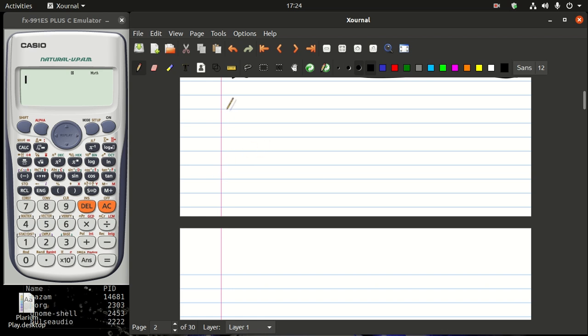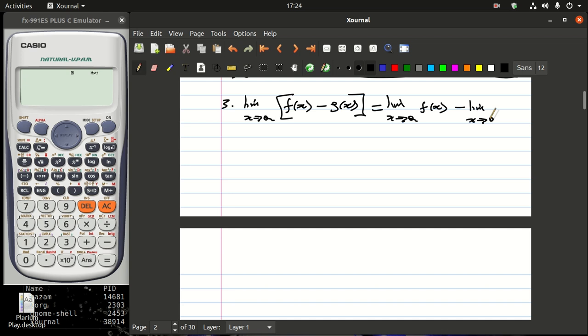The third is similar to the second one, because it's just saying that the limit as x approaches a of f of x minus g of x must be equal to the limit as x approaches a of f of x minus the limit as x approaches a of g of x. So this is another rule, which is just saying that you can take the limit of this first and the limit of that first, as long as this limit and that limit exist, then this and that will always be equal.